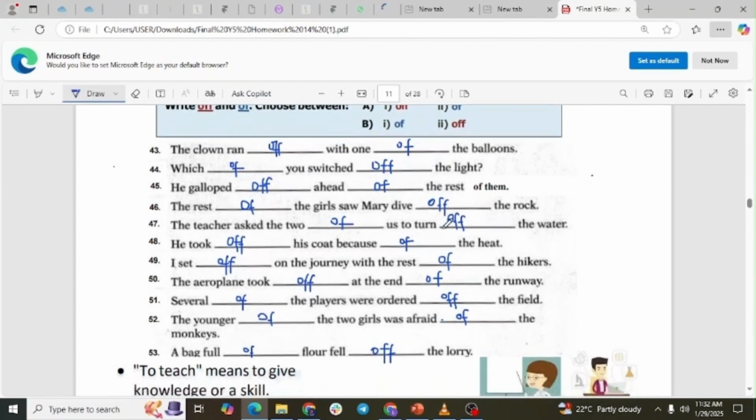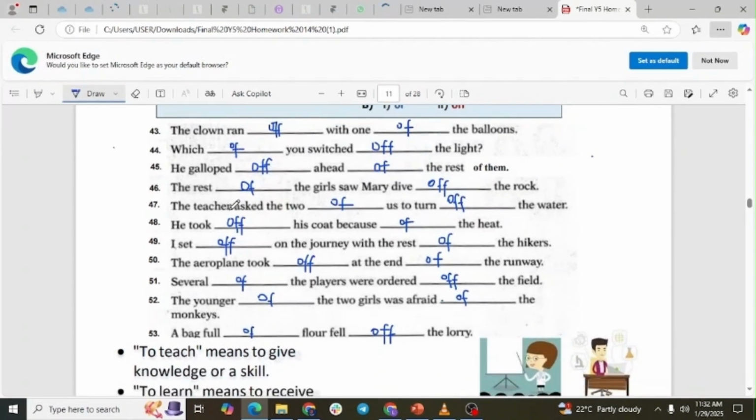Question 47. Sentence. The teacher asked the two blank us to turn blank the water. Correct answer B. Of, off. Explanation. Of is used as part of the phrase the two of us, and off is appropriate for the action of turning off the water.